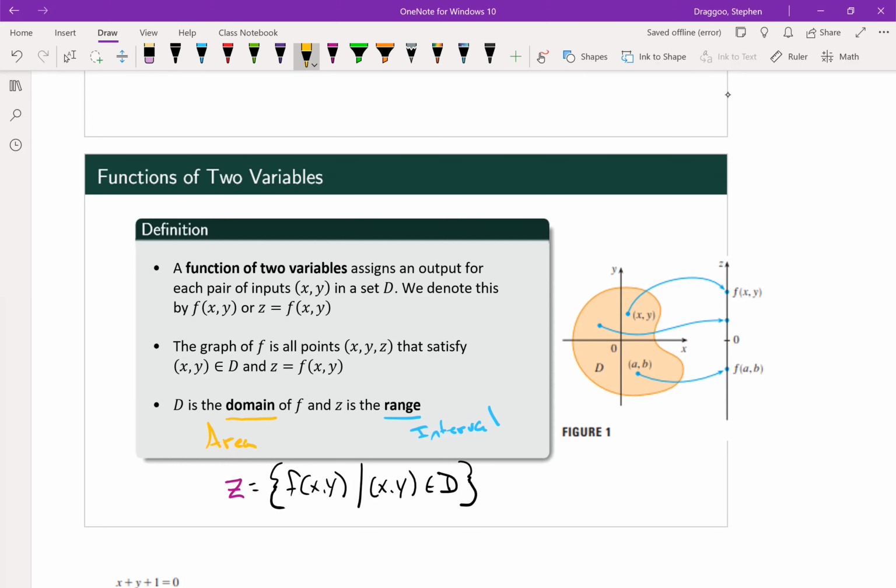Z is equal to the set of all f of x, y, where x and y are in that domain set D. Finally, the middle point there, the graph of f is all points x, y, and z that satisfy the two conditions that the point x, y, that ordered pair, is in our domain, and z is equal to f of x, y.